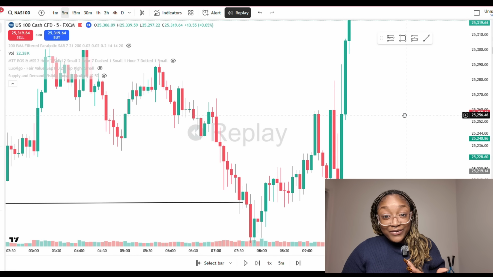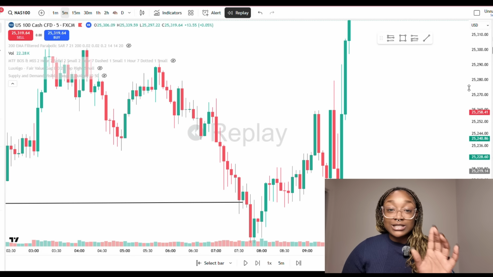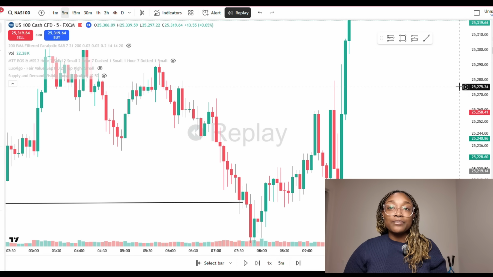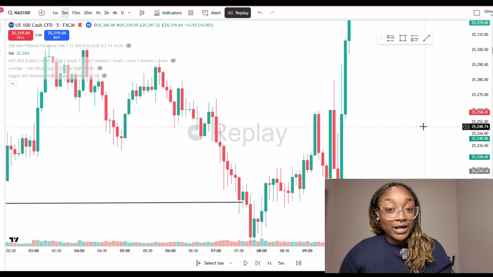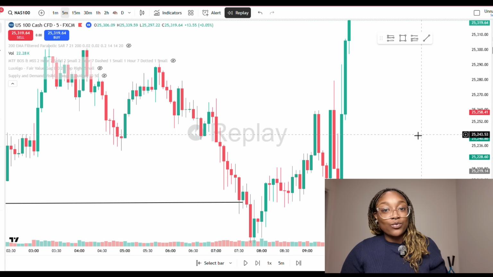So now I'm marking up my zone. This is when you mark up your zone. You should not be marking up your zone anytime before this. This is when you mark up your zone, when you get that confirmation. The way that you think it's going to go, you just got that confirmation that it's going to go that way. So now it going up and breaking structure, making that new high just gave me confirmation that the buyers are still in and that they want to keep going up.